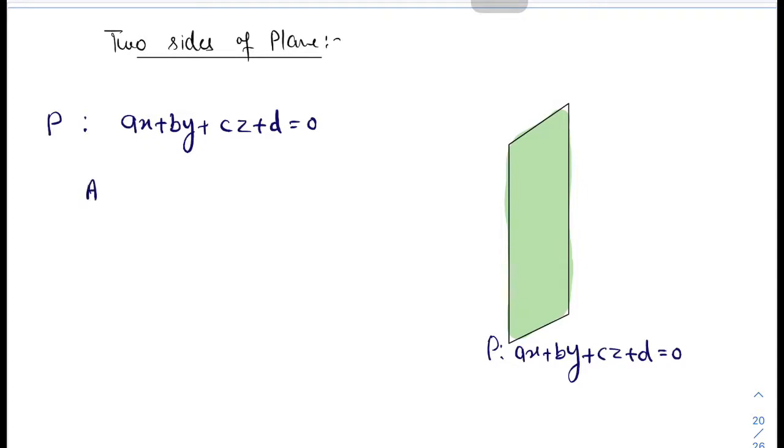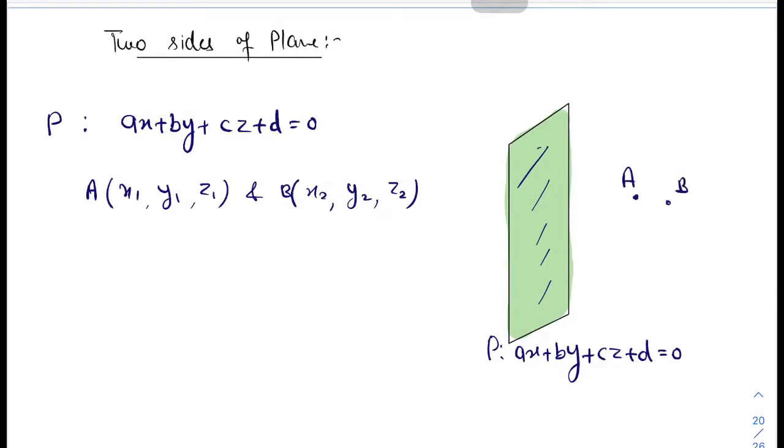And let us suppose two points (x1, y1, z1) and (x2, y2, z2). We are required to find whether these two points A and B are on the same side of this plane or on opposite sides of the plane. Whether A and B are both on the right side, or both on the left side, or one is on the right side and the other is on the left side. So how to determine this?